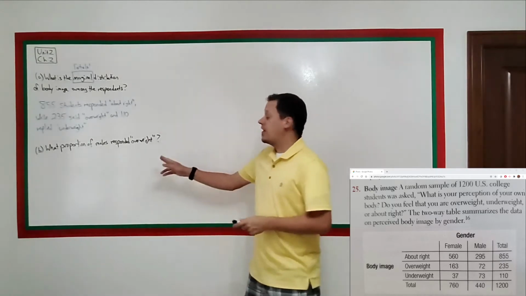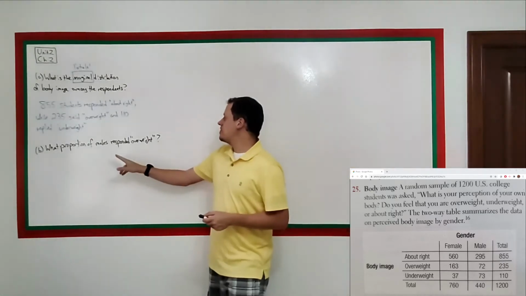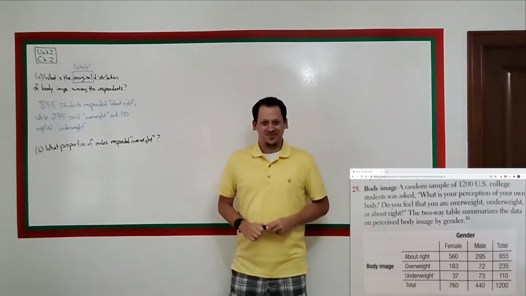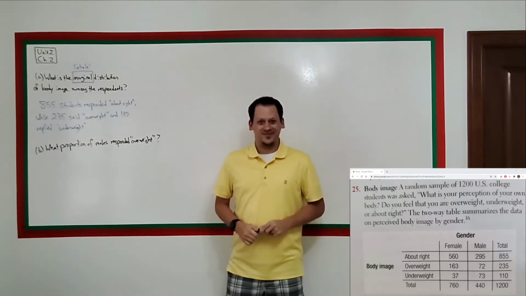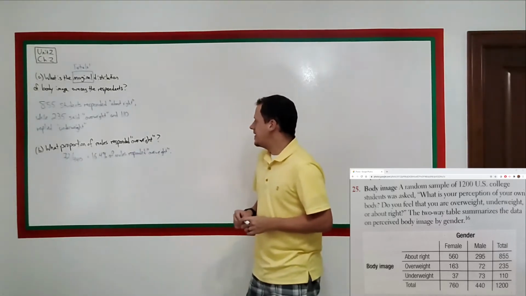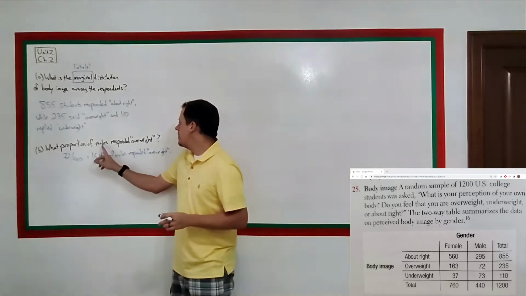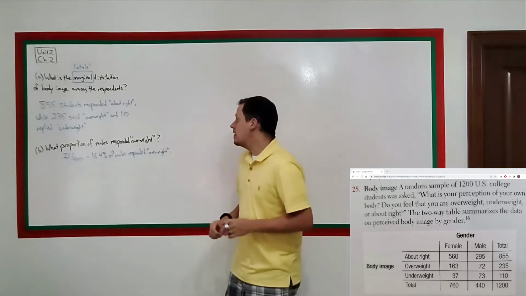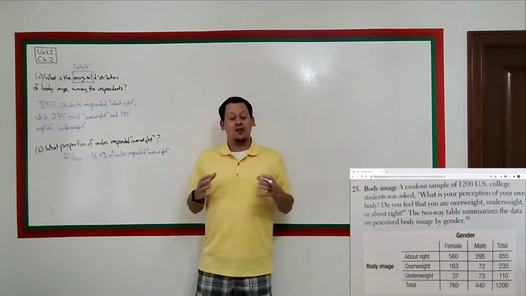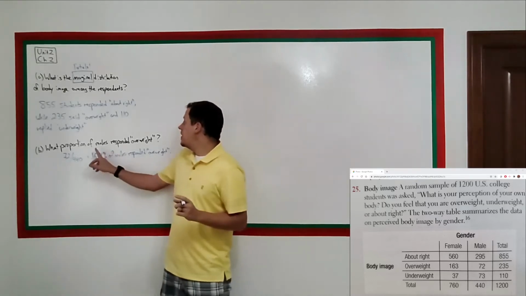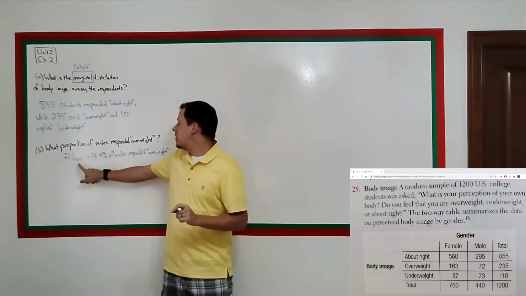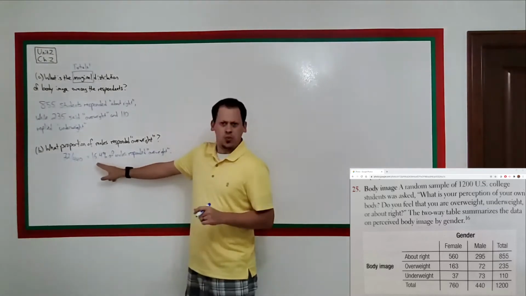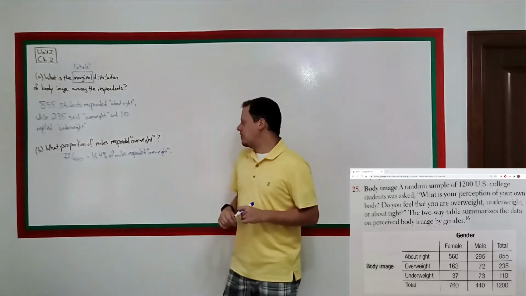Okay, part B. I'll go a little easy on you with this one: what proportion of males responded overweight? Go ahead, pause the video, answer that one. Simple enough. We just take the number of male and overweight, which is 72, right? And is that out of everyone? Is that out of all 1,200? No, it's only the proportion of males. So it's 72 out of the number of males, which is 440. So that would be about 16.4% of males responded overweight.